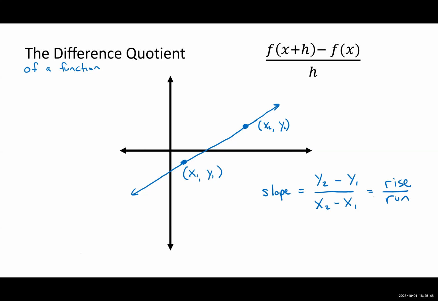So we have this formula for slope. Take 2 points. Each point is an x and a y. To find the slope, you subtract the y values. That's the top of your fraction. You subtract the x values, and that's the bottom of your fraction. Okay, so that's the slope of a line.